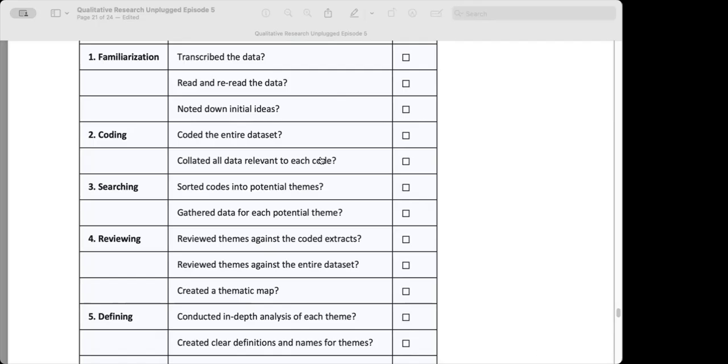How will you push yourself beyond merely describing what your participants say to truly building a compelling, evidence-based story that contributes new, impactful knowledge to your field? How will you make your data sing? A profound and inspiring thought to leave you with.